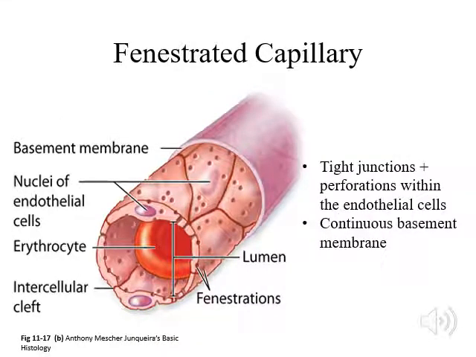Comparatively, the fenestrated capillary still maintains tight junctions between the endothelial cells, but it contains many perforations or fenestrations within the endothelial cell that allows for more material to pass through the cell. The fenestrated capillary still has a continuous basement membrane.